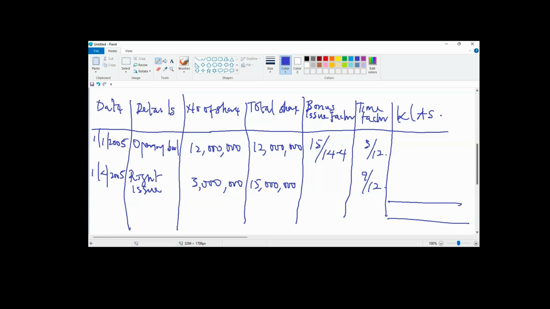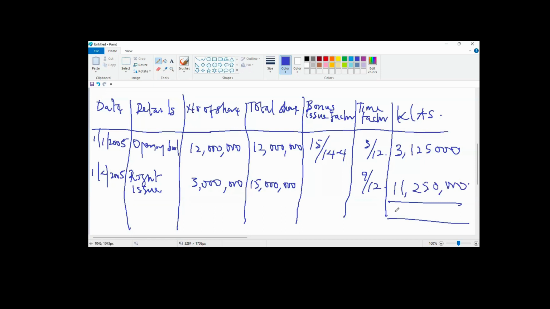What does it give us? 3,000,125? 3 million. 3,000,125. Then for this one, 12 million times 15 over 14.4, that's 11 million 250.